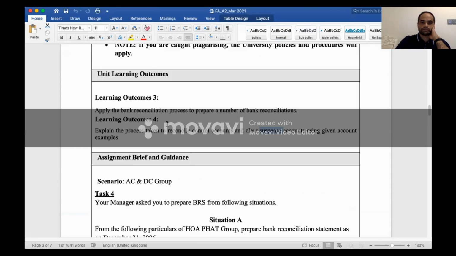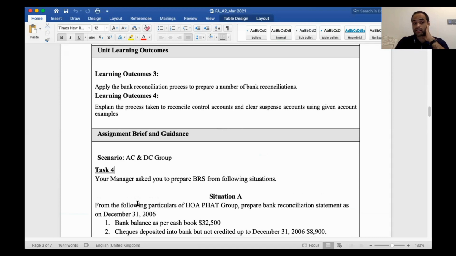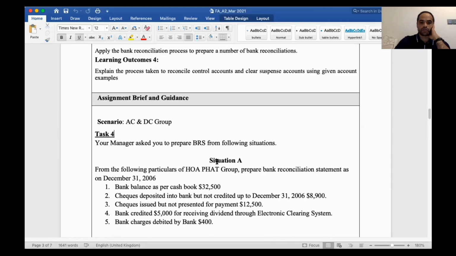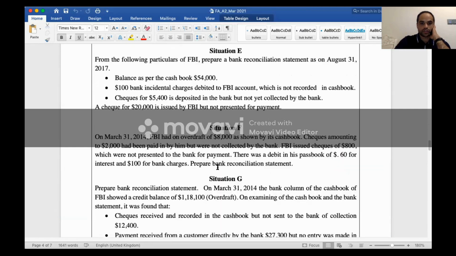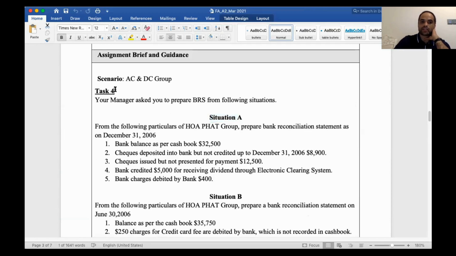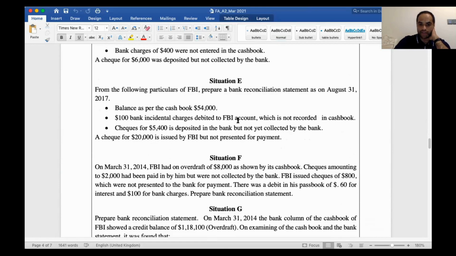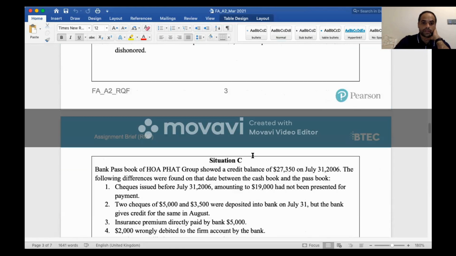This is your learning outcome 3. You can call it task 1 or task 4, because in assignment 1 you had 3 tasks. So following assignment 1, this is task 4. Task 4, I guess you have 6 or 7, I guess. 4, 5, 6, 7. So you have 7 different questions or 7 different situations. So for your bank reconciliation statement, which is your learning outcome 3, you have 7 different questions. You have to solve all these questions by preparing a bank reconciliation statement. This is learning outcome 3, right?